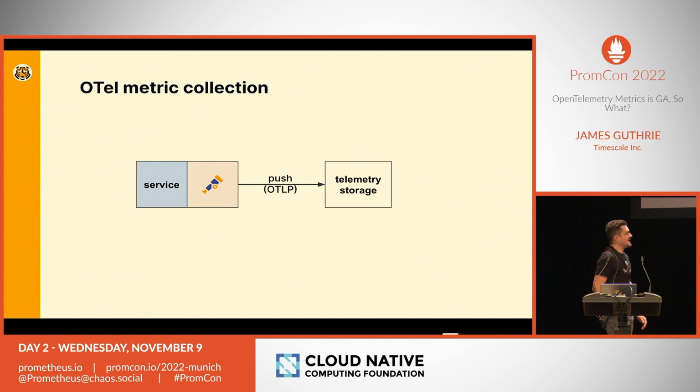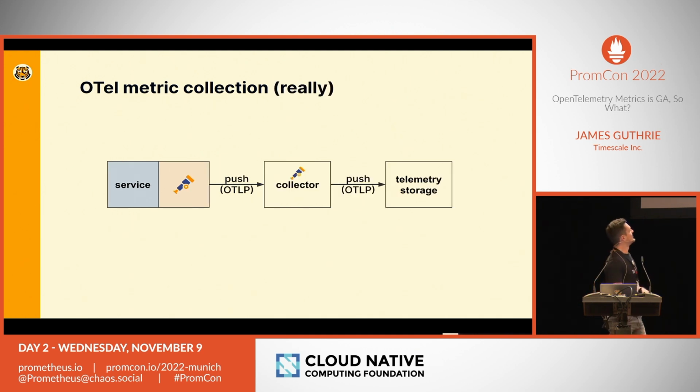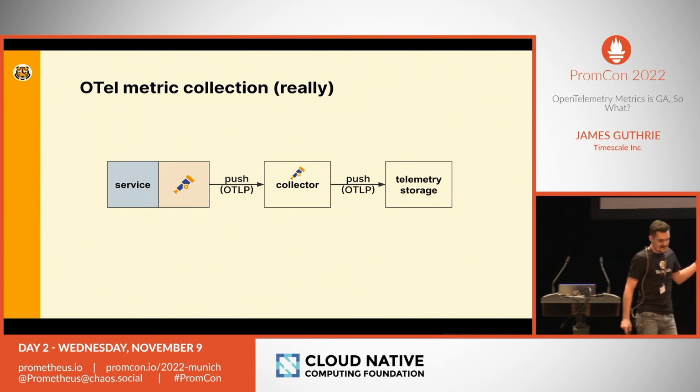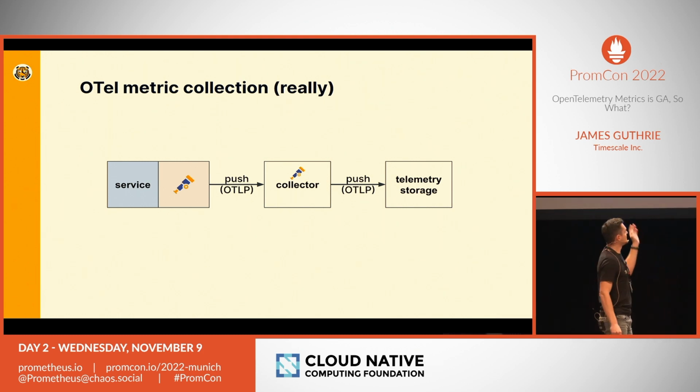So actually, there's one omission on this slide. Click. Oh, it works as a mouse pointer, so it's doing stuff on my screen now. There we go. In reality, you'll actually set up your collection pipeline like this. Your application will push into this thing called a collector, and the collector will push into your storage backend.